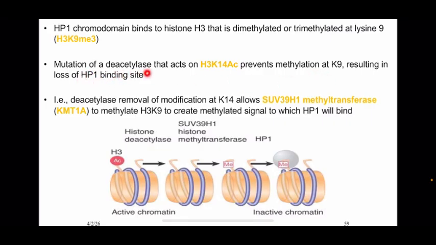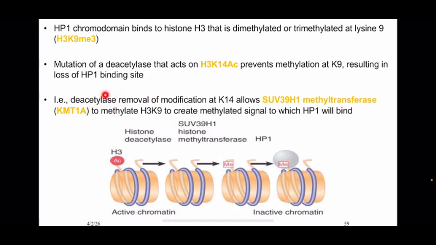Because we need a deacetylase to remove acetyl groups on K14, which is lysine 14. When this deacetylation occurs, methylation at K9, or lysine 9, will occur. And when this takes place, it will result in the formation of a binding site for HP1. So when there's a mutation in the deacetylases, HP1 cannot bind to chromosomes. So this is just an explanation.